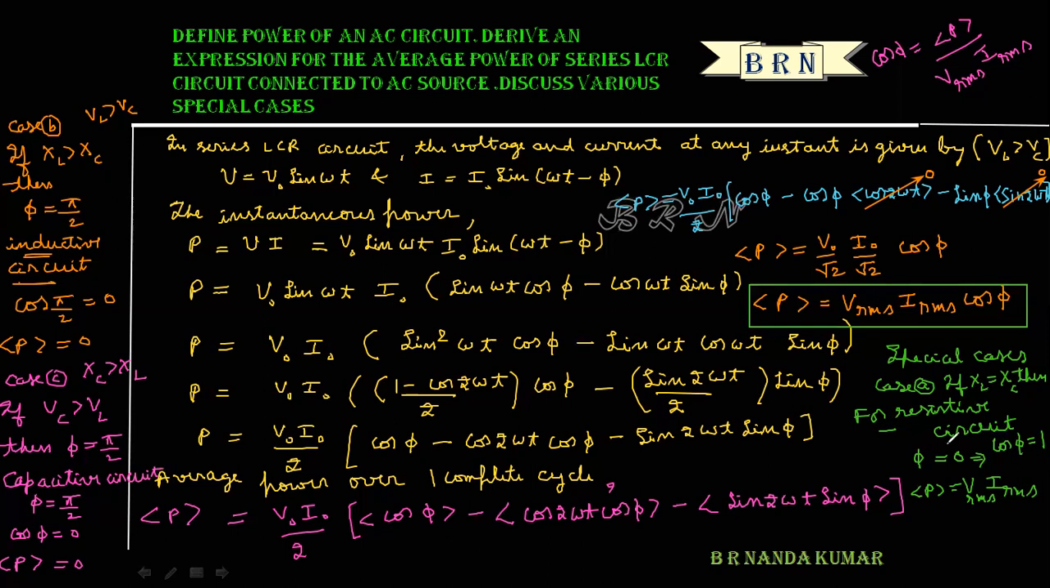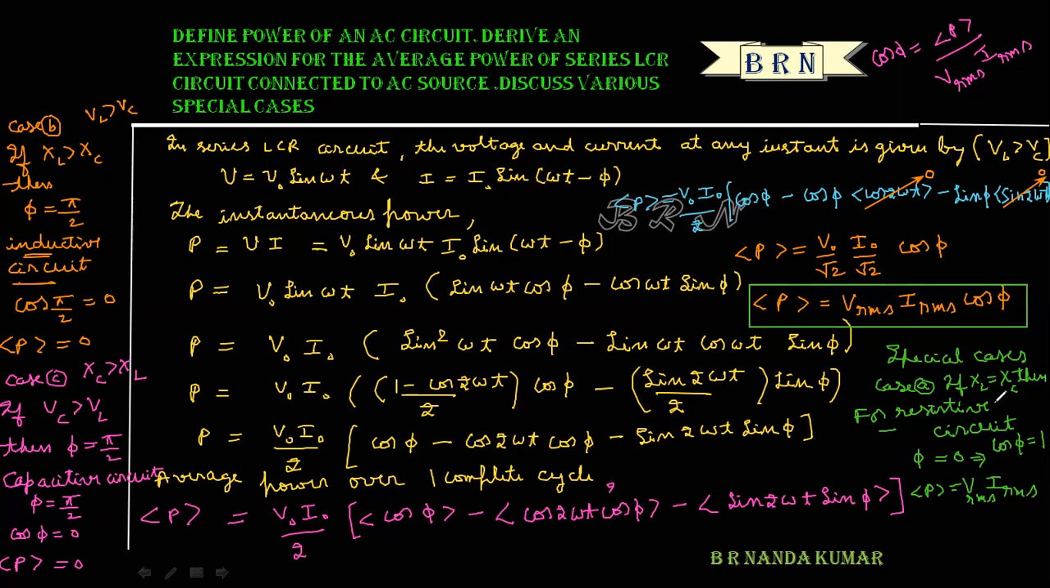For a purely resistive circuit, the instantaneous current flowing through the resistor is I is equal to I naught sine omega t. For a purely inductive circuit, the instantaneous current flowing through the inductor is I is equal to I naught sine of omega t minus pi by 2. For a purely capacitive circuit, the instantaneous current flowing through the capacitor is I is equal to I naught sine of omega t plus pi by 2.